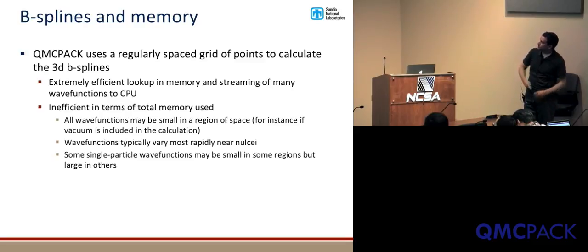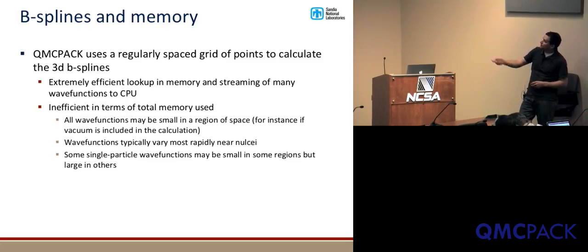So there are some tricks that we do, right? Some reasons that this may be inefficient in storage is that all wave functions could be small in a region of space. Imagine this graphene example that I was giving you before. Very far away from the sheet, the wave function is going to be essentially zero, right? Wave functions are going to vary most rapidly near the nucleus, as a rule. So typically, the spacing of your basis is going to be determined by what's going on right near the nucleus, and you don't need that sort of resolution in the interstitial regions.